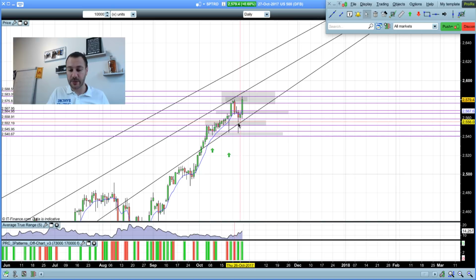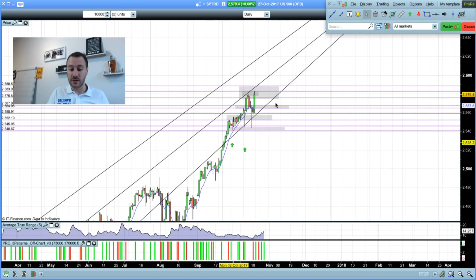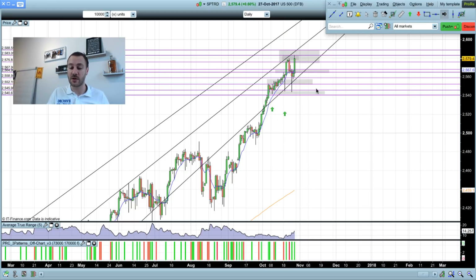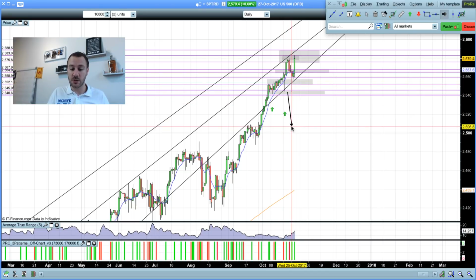This is key support. If we break down below, I'd be happy to look for a move down into 2545. Key support. If we start to break this level, then there's the very real potential that we're looking at a stronger correction on the S&P 500 down into these levels at really 2500.